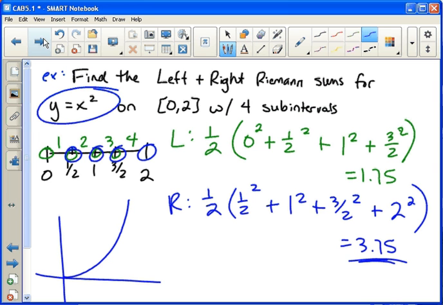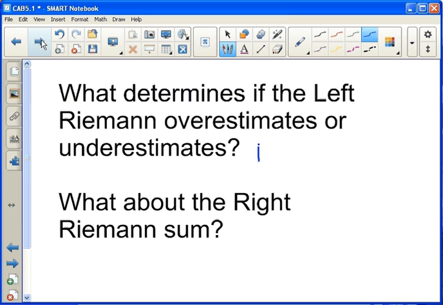It turns out that what determines whether or not left and right are overestimating or underestimating is whether we are increasing or decreasing. So x squared, for example, is increasing. And when you're increasing, right overestimates and left underestimates. So increasing or decreasing is the key. When you're increasing, left underestimates, right overestimates. And when you're decreasing, left overestimates and right underestimates.